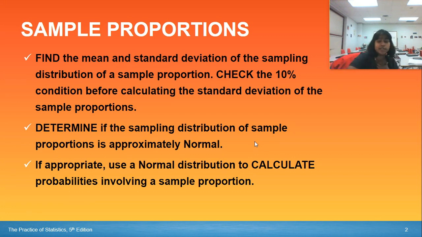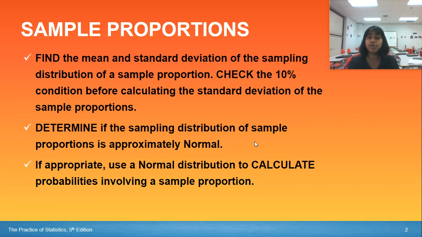We should also be able to check the 10% condition before calculating our standard deviation of the sample proportion. So basically, the standard deviation of p hat. Can you check the 10% condition? If you don't remember the 10% condition, I have a definition at the very end of our video set here.